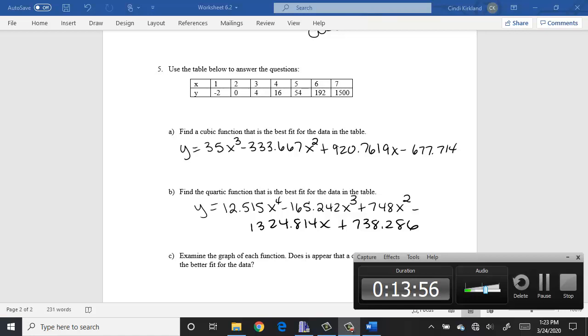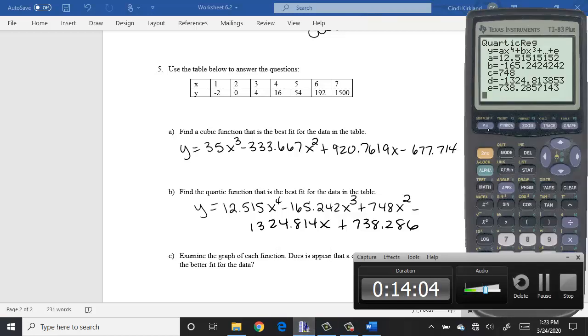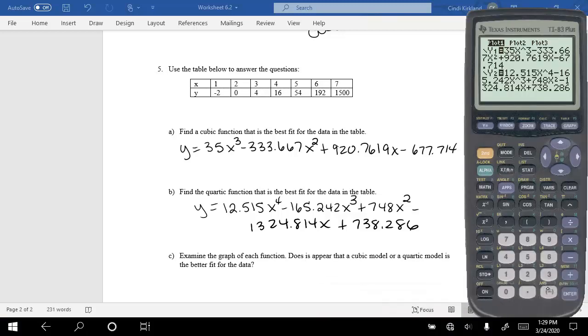It says examine the graph of each. This is part C. Does it appear that a cubic model or a quartic model is the best fit? So what we're going to need to do is go to Y equals. I'm going to clear out my previous data, and I'm going to put these in. I'm going to pause the recording while I put this in. Okay, so I've entered the data for this example into Y equals. I put my cubic function into Y1 and my quartic function into Y2.